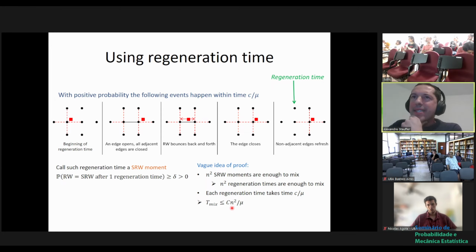Okay, but now let's think about the random cluster. Suppose we want to do this idea for the random cluster. What happens?